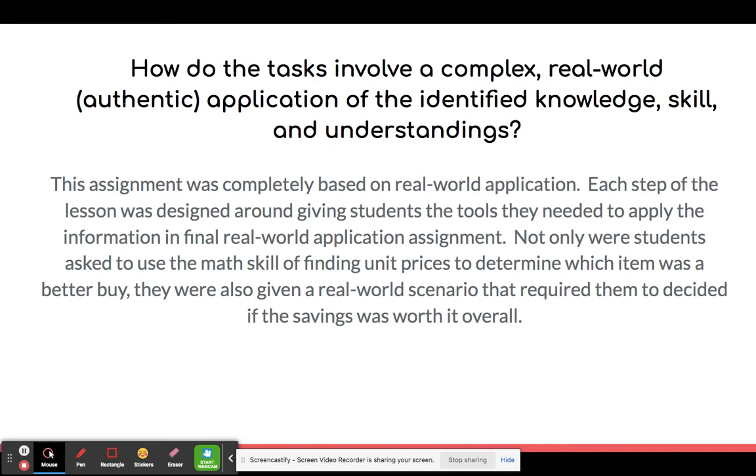So they also had to use persuasive writing in their final assessment to explain why they chose that item, knowing that one unit price was smaller than the other. They still could choose to use the more expensive item for whatever reason. They just had to use persuasive writing to explain that. So they had to get the answer correct on their unit price comparison, but they could then determine which item they wanted to buy based on their scenario, but they had to explain it.